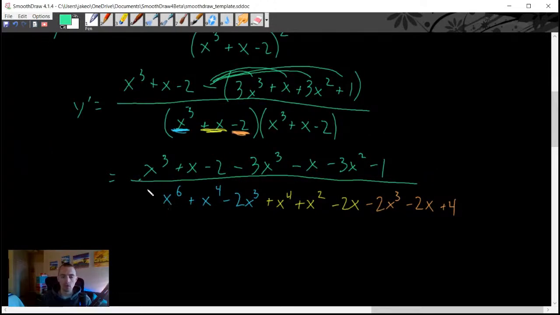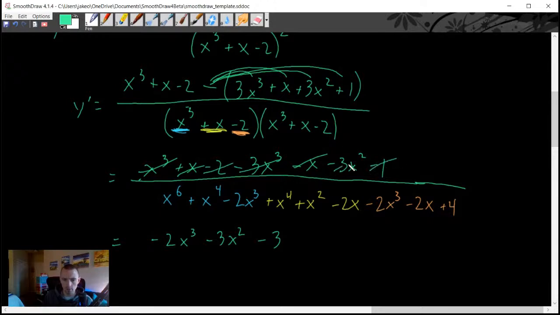All right. So now let's combine our like terms on the numerator. So we have an x cubed and a minus 3x cubed here. So that gives us minus 2x cubed. We have a minus 3x squared. Then we have a plus x and a minus x. So those are going to cancel. And then we have a minus 2 and a minus 1. So that gives us minus 3. So the x cubed and minus 3x cubed, counted for those. The minus 2, the minus 1, and the minus 3x squared. Okay, so I accounted for all those down here.